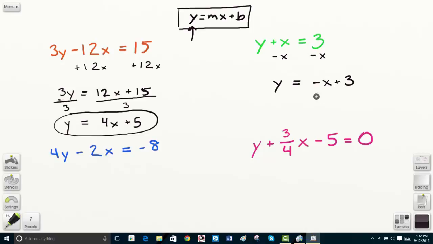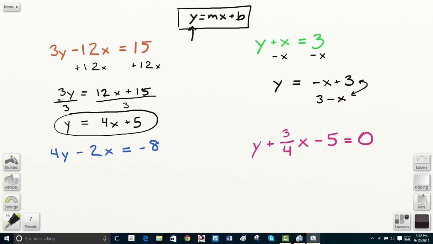Now you might ask, why did I not write it as 3 minus x? Well, I could have actually. 3 minus x is the same thing as negative x plus 3. So whether I write it as this or as that, I get the same answer.